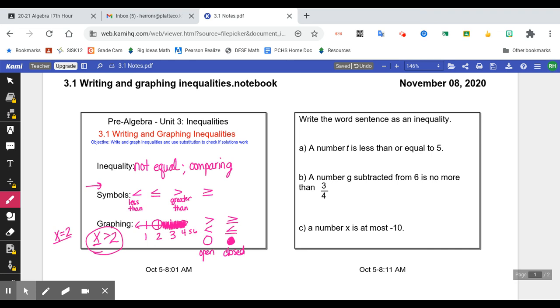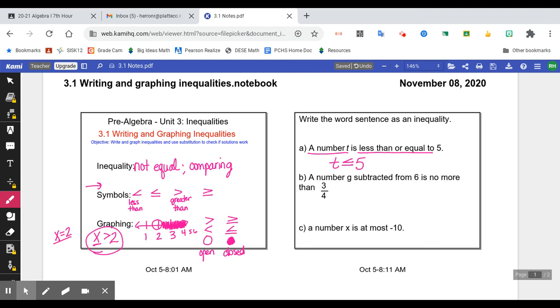Okay. So we're going to work a little bit with writing inequalities from words and knowing what those words mean, and then also graphing a little bit in this lesson. So for our first one, a number t is less than or equal to 5. So we're just simply going to write what it says. A number t, so I'm just going to put t because that would be like our x, is less than or equal to. So less than or equal to would be my symbol, and then I have my 5. And that would be it.